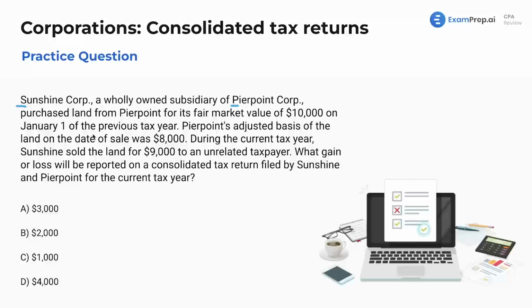This is essentially a transfer between one entity to another. Pierpoint's adjusted basis of the land on the date of the sale was $8,000. So we're showing the original basis from this sale that didn't really happen. So this is still the basis. You can't just adjust your basis.